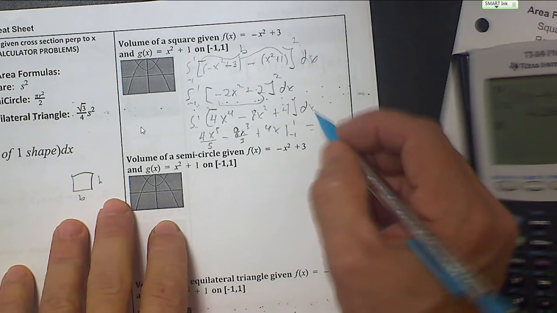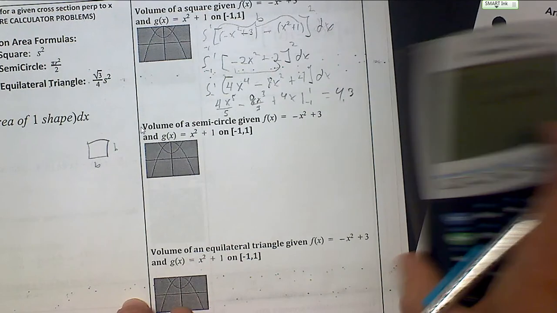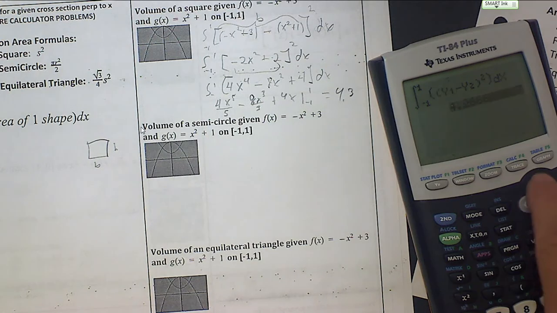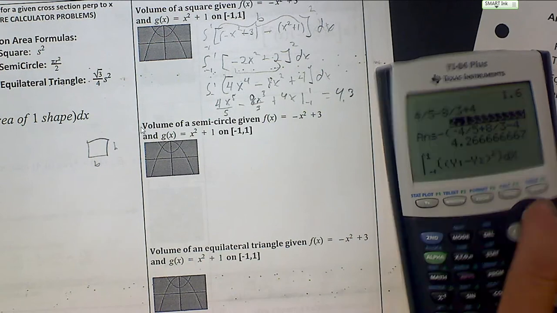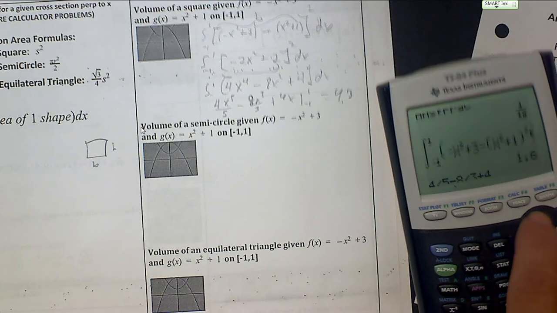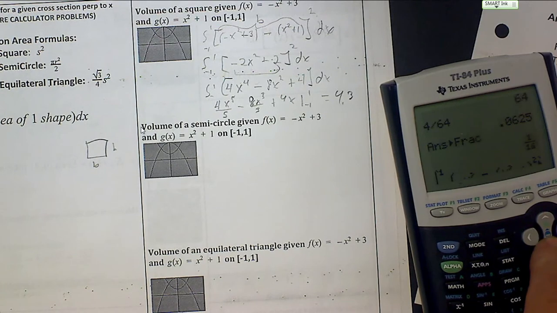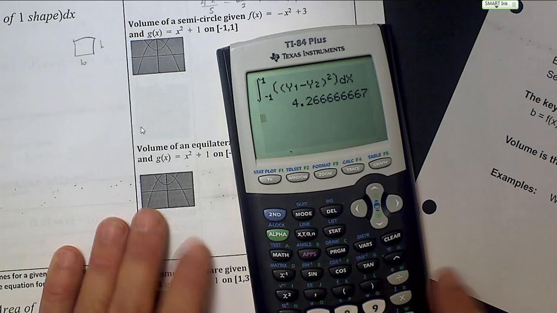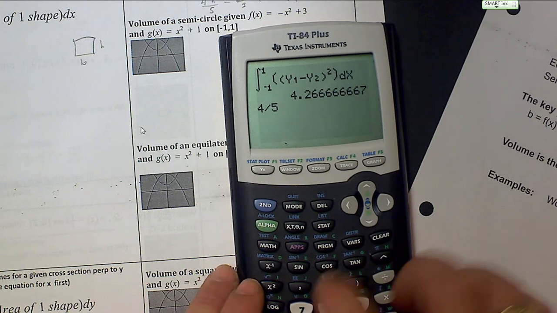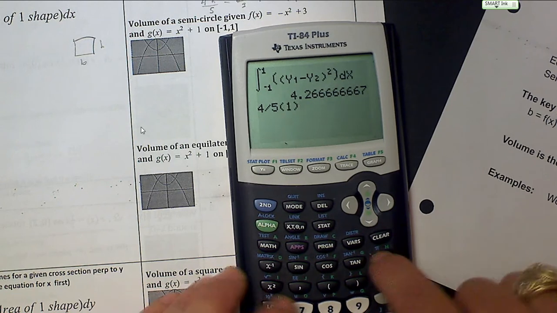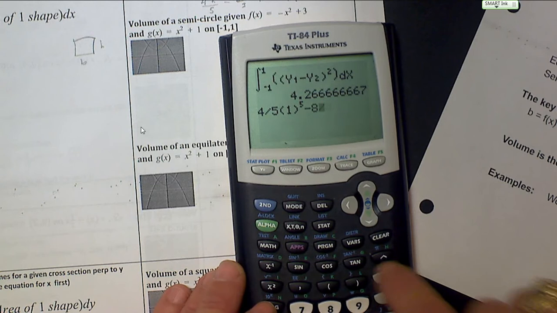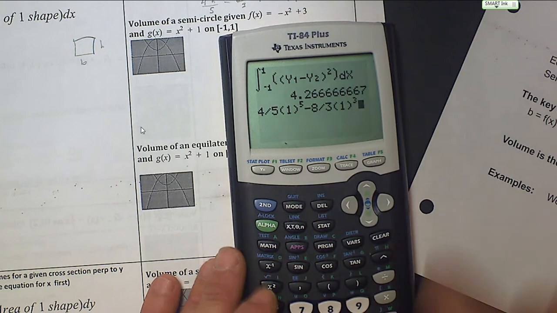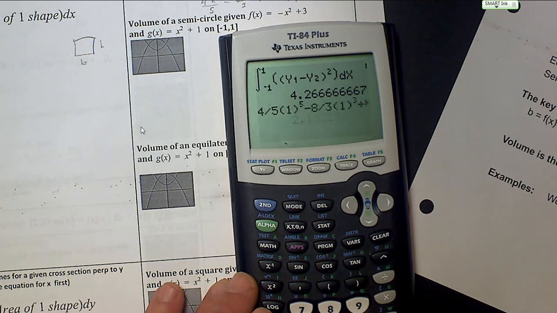All right. Any questions before I go on? Is everybody okay with what we did right there? Anybody not get 4.3? I did not. How do you put that in your calculator? Well, you need to do this part, because we've already integrated, so you should be doing this part right about here. So it would be 4/5 times 1 to the 5th minus 8/3 times 1 to the 3rd plus 4 times 1. That would be the first equation.